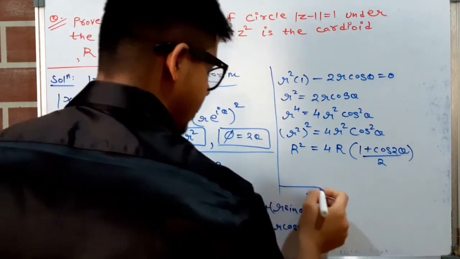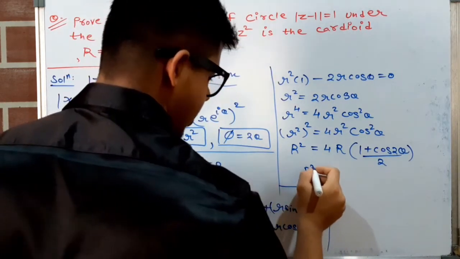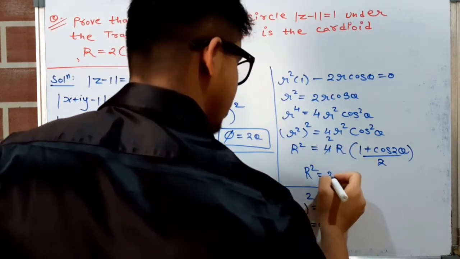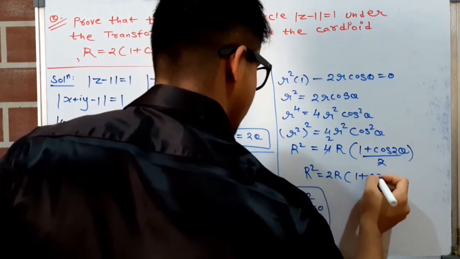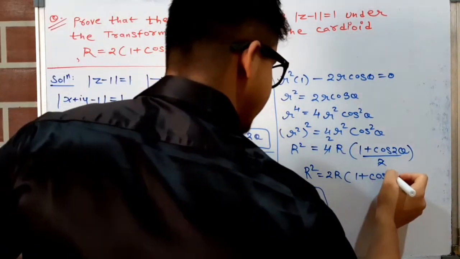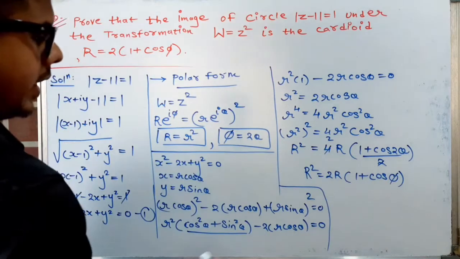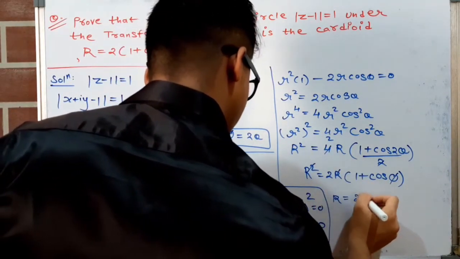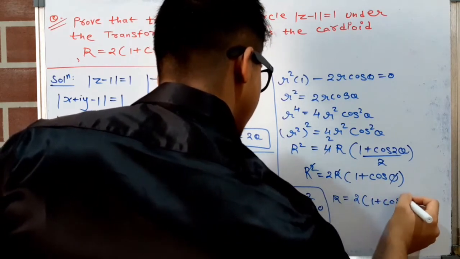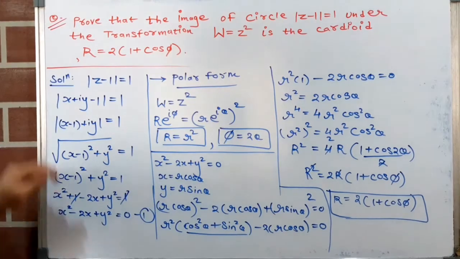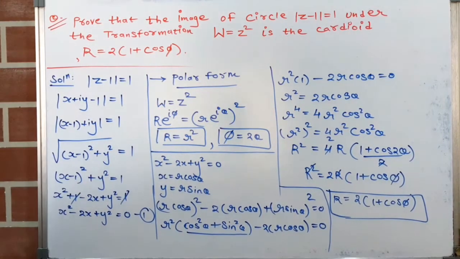Okay, so this r square equals to these 2 and 2 2s are 4, so 2 into r into 1 plus cos 2 theta. Now 2 theta equals to phi, so we can replace it with phi. Now this 1r and this 1r gets cancelled, so we get r is equals to 2 into 1 plus cos phi. Okay, so this we want to prove that. So here we had to prove r is equals to 2 into 1 plus cos phi.